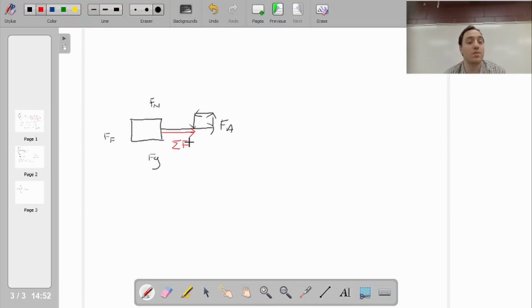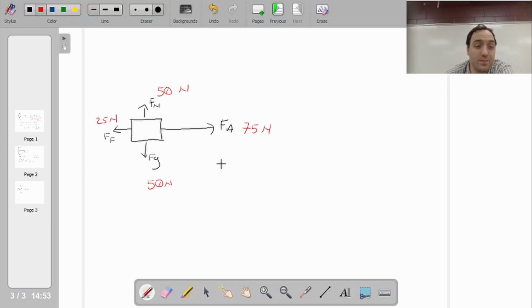So let's put some numbers to this. Let's say that my normal force is 50 newtons. My gravitational force is 50 newtons. My force applied is 75 newtons. And my frictional force is 25 newtons. Nice numbers to get this going. In this case, there's a clear imbalance. Up and down are balanced, but left and right are not.